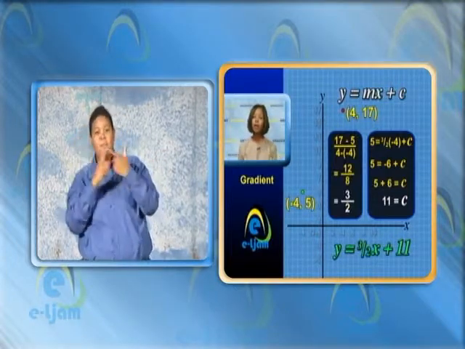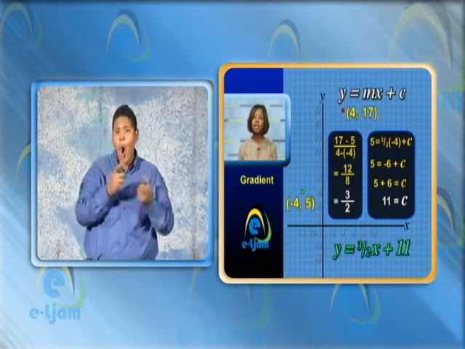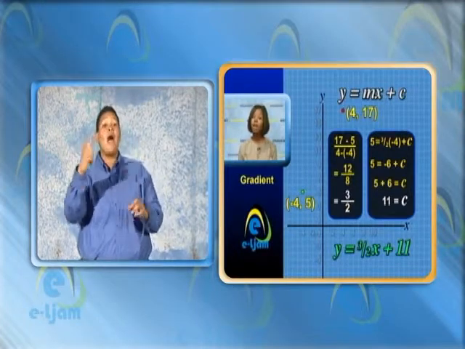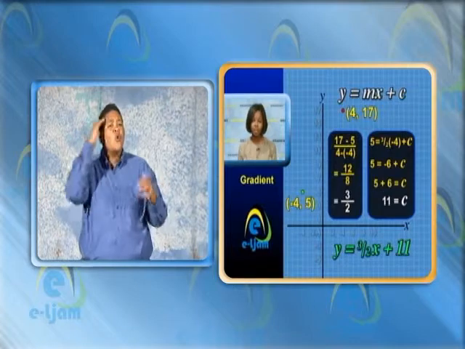So now we know how to determine the gradient and y-intercept of a straight line, and thus we also know how to determine the equation of a straight line.